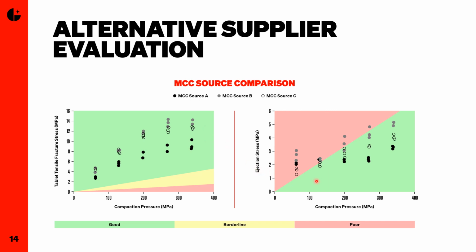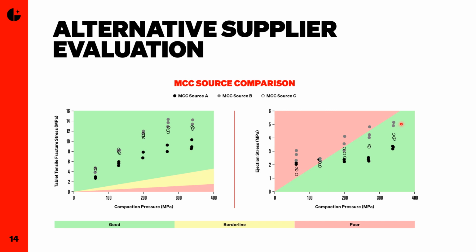Then looking at the ejection stress graph, you can see that if you change from source C to source A, you're actually getting an improvement in how well lubricated your blend is, with this drop in the ejection stress values, meaning that source A would have a lower lubrication requirement, whereas changing to source B has a higher lubrication requirement.